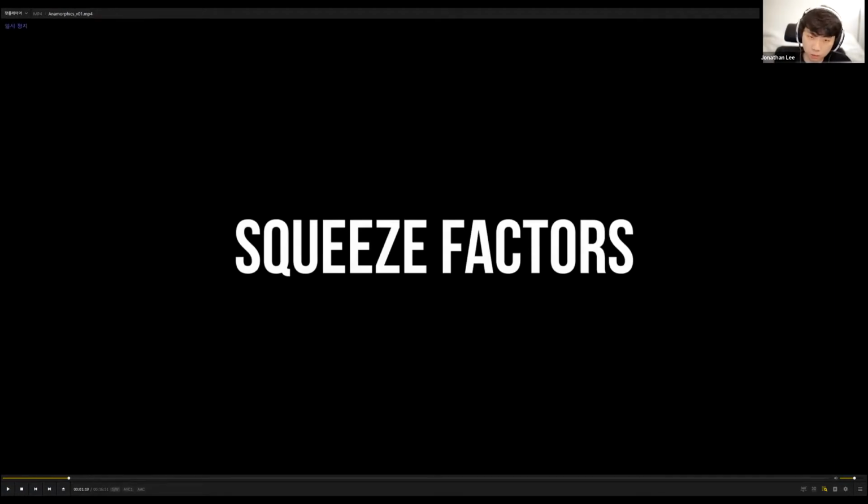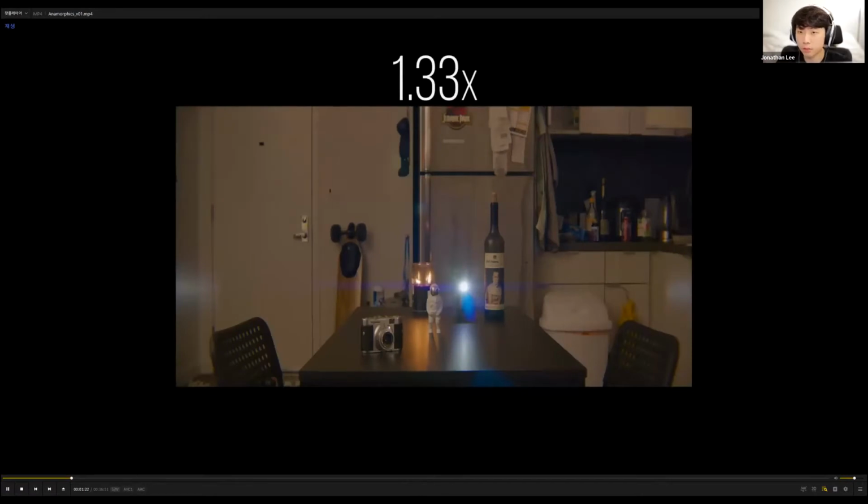Let's first talk about squeeze factors. So what is squeeze factor? Basically, what anamorphic does is it compresses an image horizontally or laterally, so to speak. And so there are different squeeze factors. The most common squeeze factors are 1.33, which is mainly used, which came as digital sensors came into the market. And there's also 2 times anamorphic, which is the more traditional anamorphic squeeze.